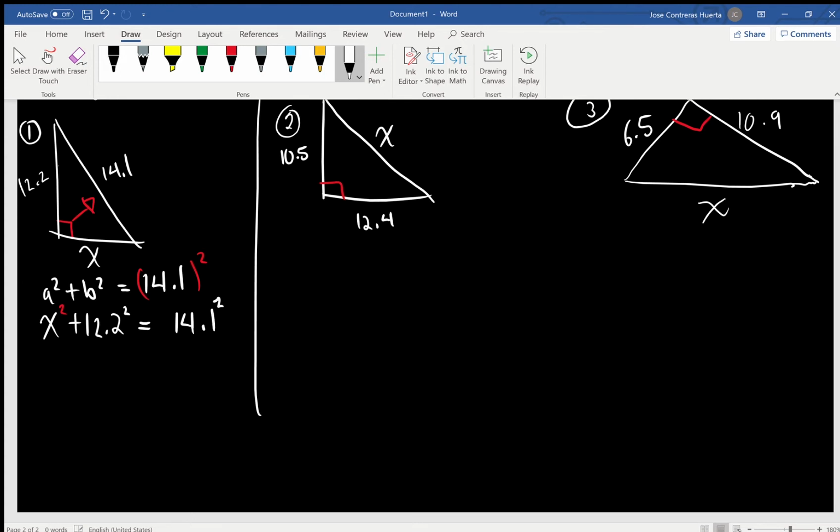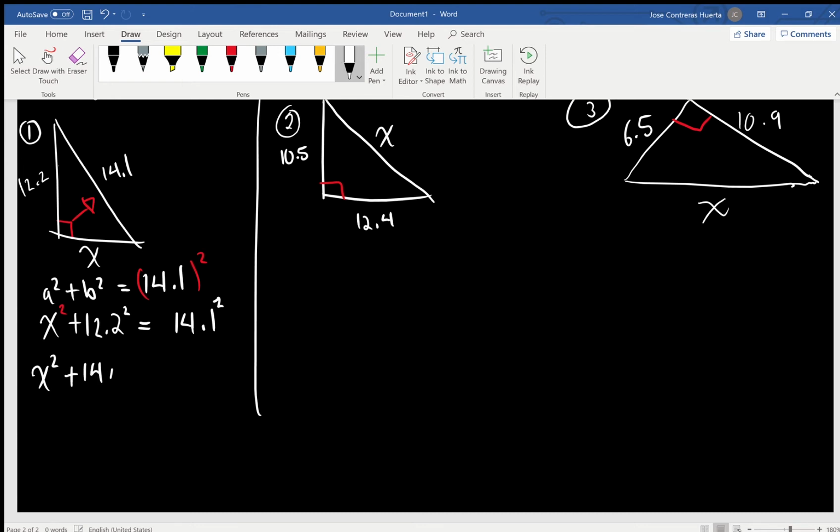Now the square on top, or the little 2 on top that we have, does not mean multiply by 2. It means multiply by itself twice. So for example, the first one, 12.2 squared, is 12.2 times 12.2. Or if you have a calculator, then you can just put 12.2 squared and it should give you the answer. But if you don't have one, then you can just multiply 12.2 times 12.2 and it should give you the same answer as well. In this case, I'm doing it in my calculator. So I get 148.84.